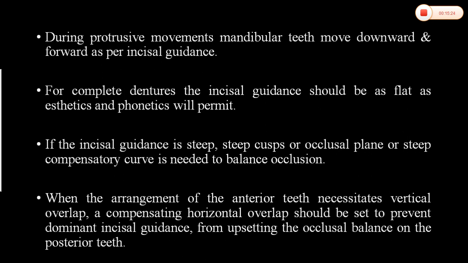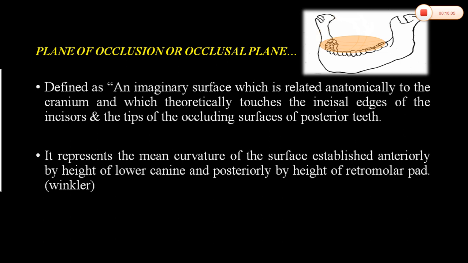Then there has to be a vertical overlap of the upper and lower anteriors. Compensating horizontal overlap should be set to prevent dominant incisal guidance. So when a vertical overlap has to be there, it has to be compensated by horizontal overlap, so as not to upset the occlusal balance on the posterior teeth. So when we set a vertical overlap, we have to compensate by providing horizontal overlap to prevent steep or problematic incisal guidance.